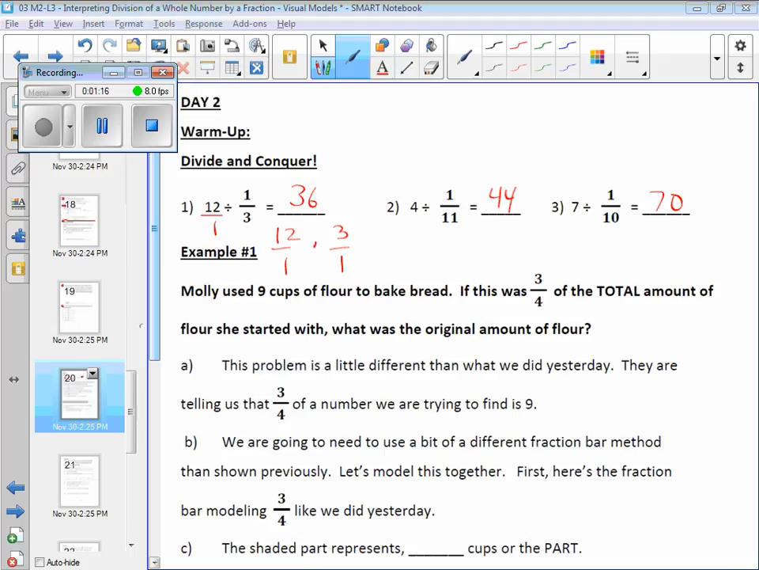So right away, is the total going to be more than 9 cups or less? Oh, she's already used 9, and that's 3/4. That's not 100%. That's 3/4 of it. So is it going to be more or less? Is that total going to be more? It's going to be more. So we're looking for an answer that's greater than 9.